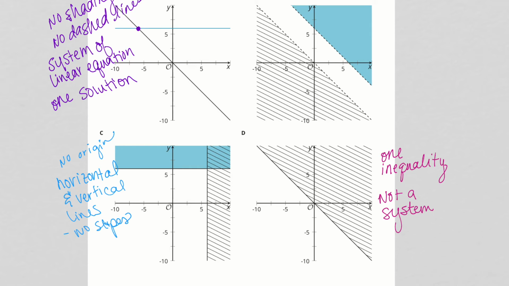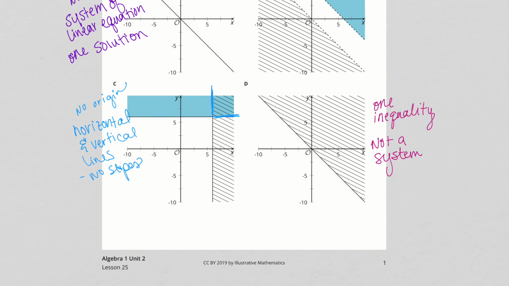Do we have any solutions to this system? Yes. Where's that? The blue and the dash line, so right up here, right at 5. Does this keep going past our graph? Yes. So we're going to say there are infinite solutions in the shaded and hatched region.